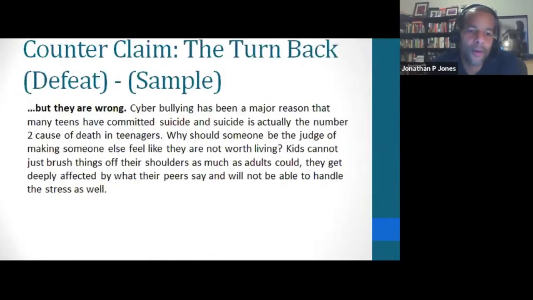So here's the example. But those people, the cyberbullying people who think it's not a big deal, are wrong. Cyberbullying has been a major reason that many teens have committed suicide, and suicide is actually the number 2 cause of death in teenagers. Why should someone be the judge of making someone else feel like they are not worth living? Kids cannot just brush off their shoulders as much as adults can. They get deeply affected by what their peers say and will not be able to handle the stress as well. Okay?